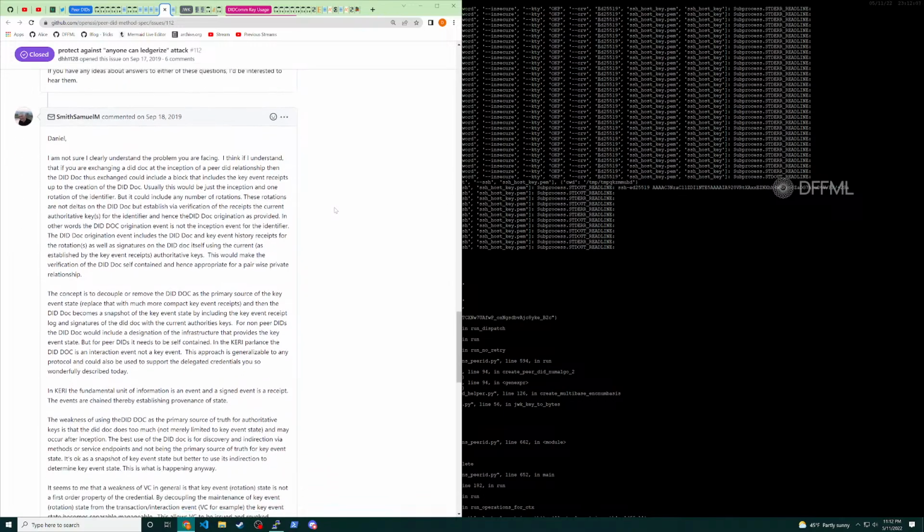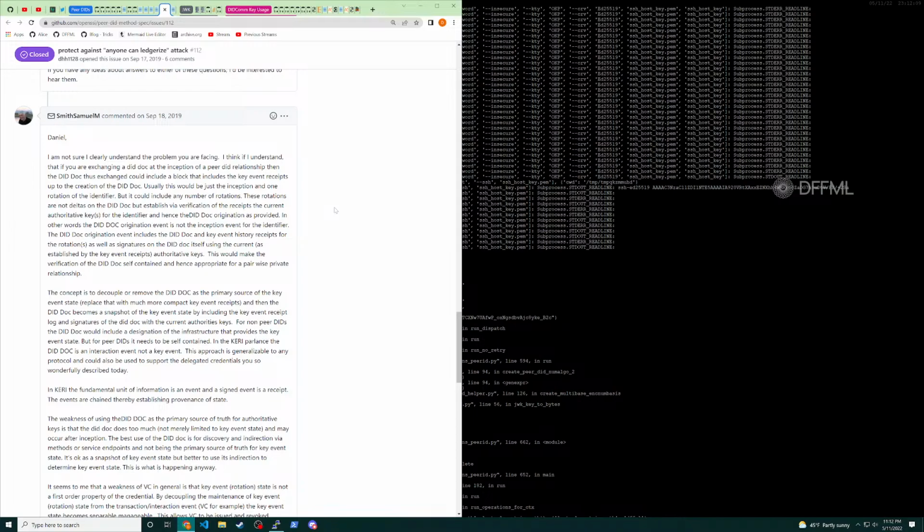The concept is to decouple or remove the DID doc as the primary source of the key event state, replace it with much more compact key event receipts, and then the DID doc becomes a snapshot of the key event state by including the key event receipt log and signatures of the DID doc with the current authoritative keys. For non-pure DIDs, the DID doc would include a designation of the infrastructure that provides the key event state. There's your provenance information. But for the pure DIDs, it needs to be self-contained.